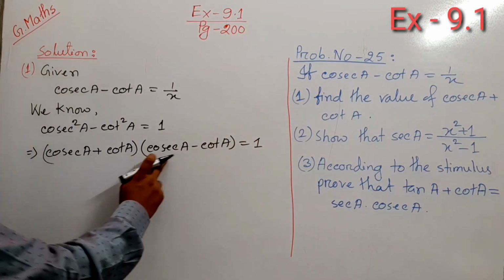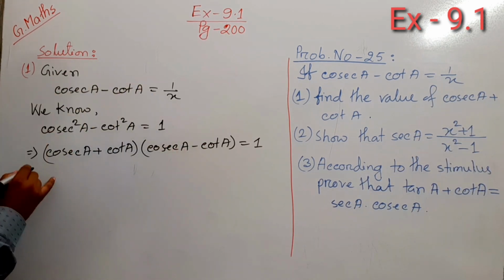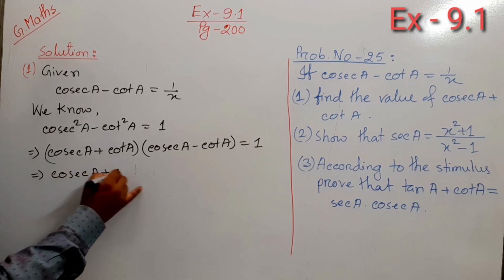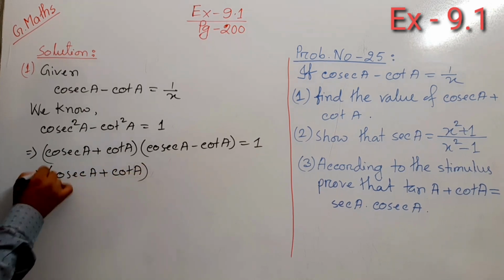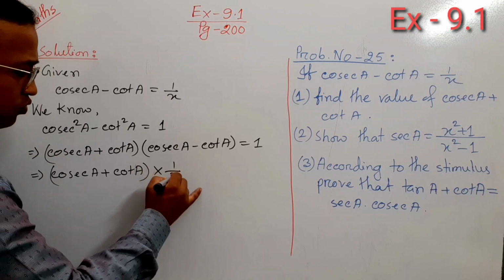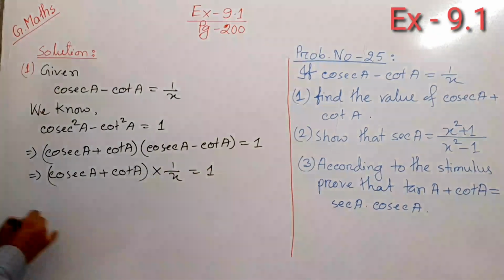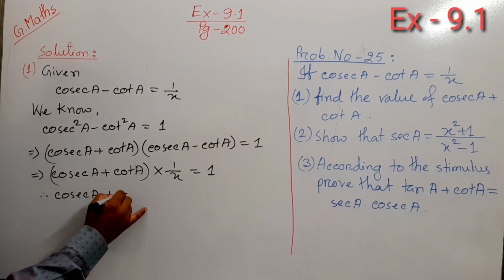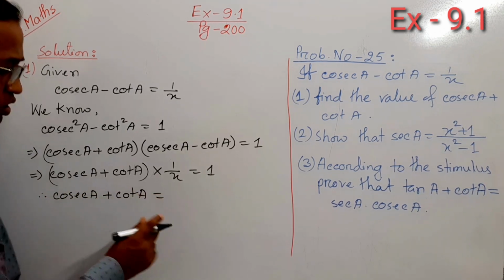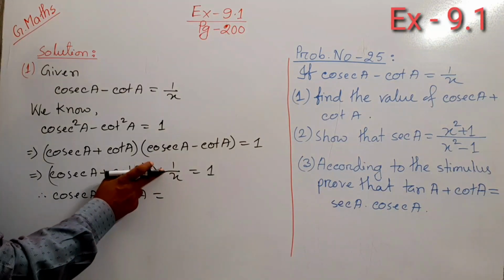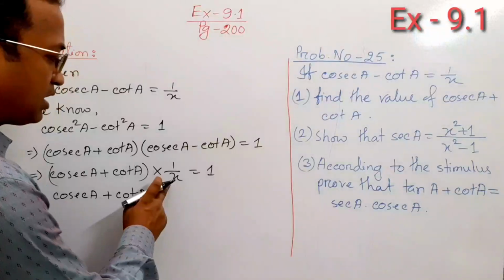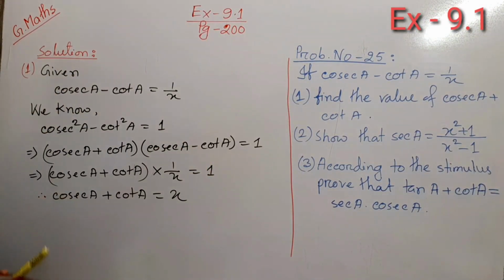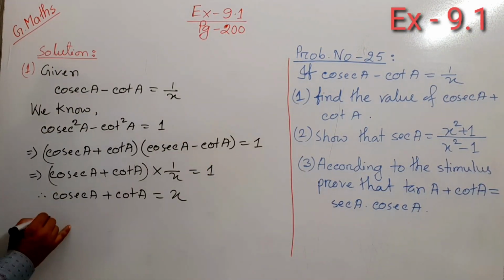Now the value of cosec A minus cot A is equal to 1 by x. So we can write cosec A plus cot A into 1 by x equals 1. Therefore cosec A plus cot A equals, if I take 1 by x to the right side, it becomes only x. So the value of cosec A plus cot A is equal to x. This is the answer.